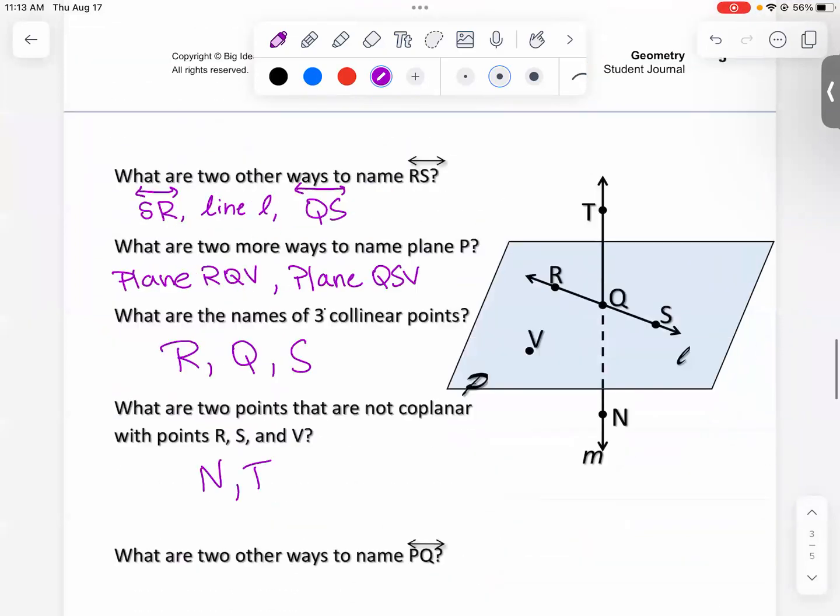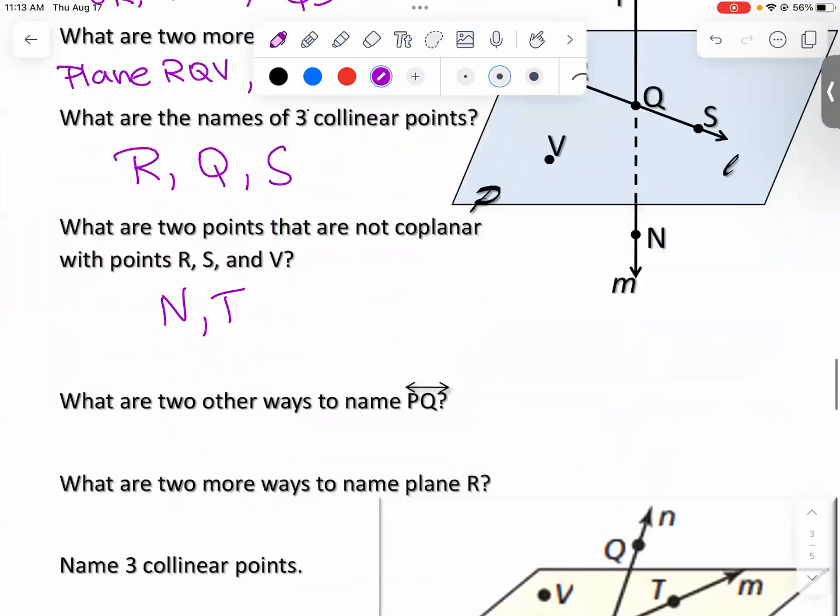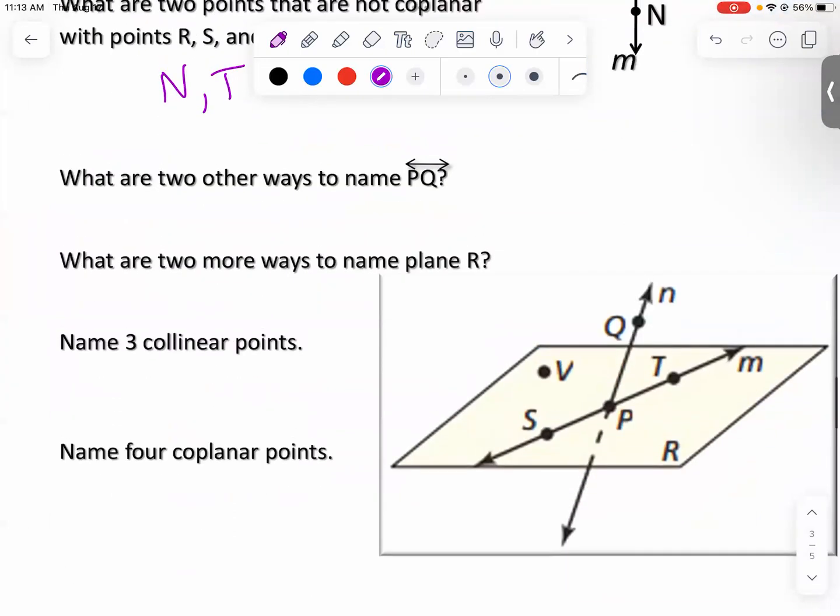All right, so what I need you to do is I'm going to have you take 1 minute and answer the questions below with plane R, lines M and N. Okay. I want you to answer these questions right here. And I am totally fine if you and your elbow partner consult each other. Work together on it.